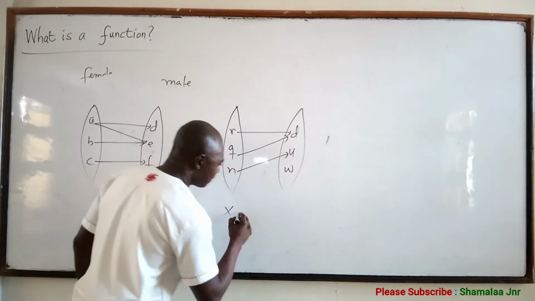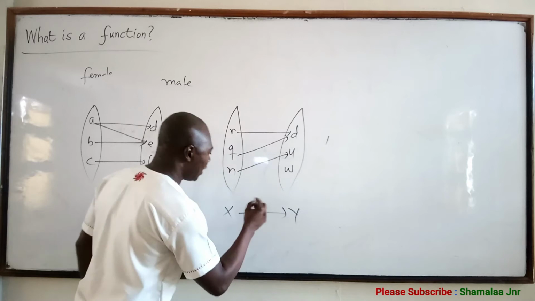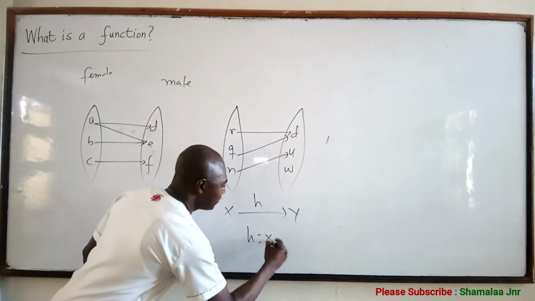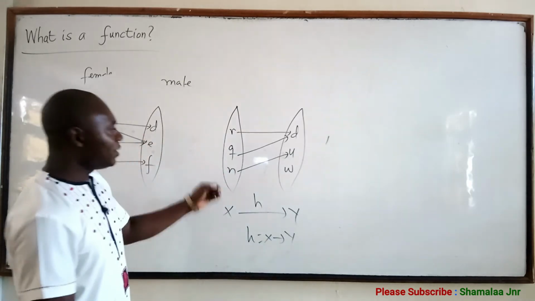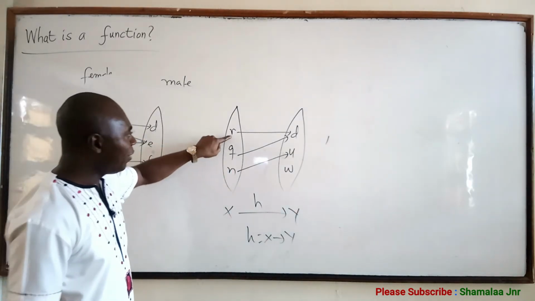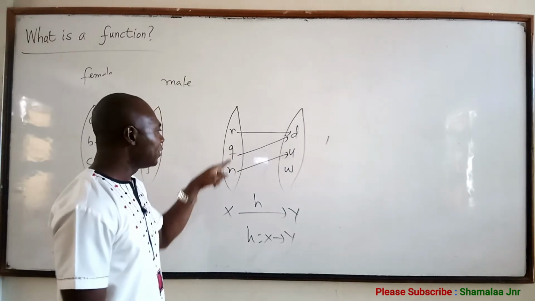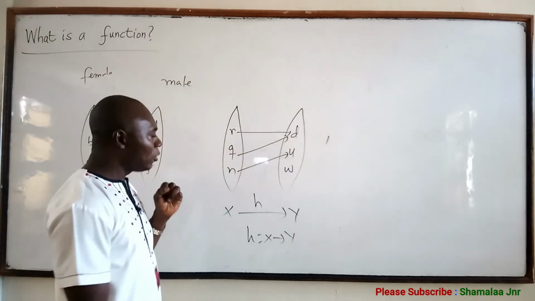So this is X. Let's put this one as Y. So we can call this function maybe H. Okay? So H is such that X marks onto Y. Viewers, this is a function because R is related to D. Yes, R has 1 husband. Q also has 1 husband.